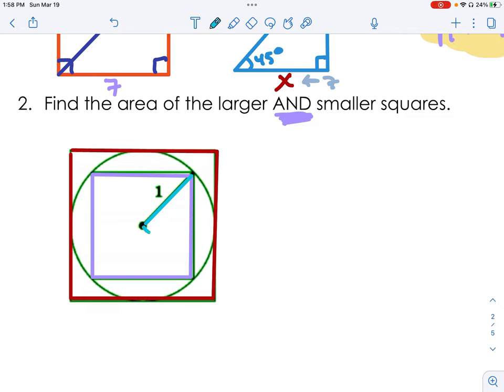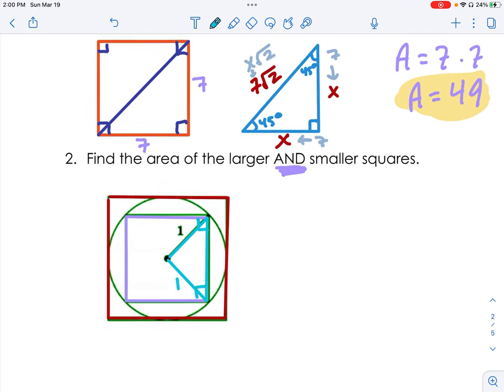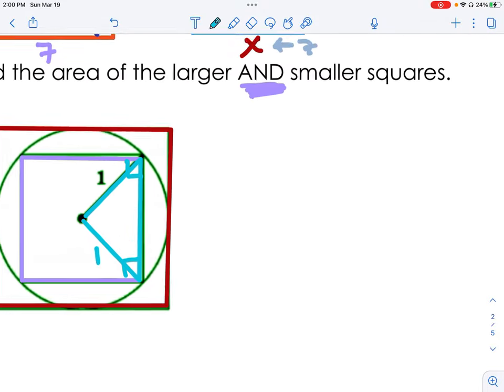So if I go ahead and draw another radius, I know that this will also be a length of 1. Remember, the radius of a circle cannot change. So all that I'm left to find is this side length here. Well, when I drew these radii, they went ahead and bisected the square again. So back up to our last question, we have created another 45, 45, 90 triangle.